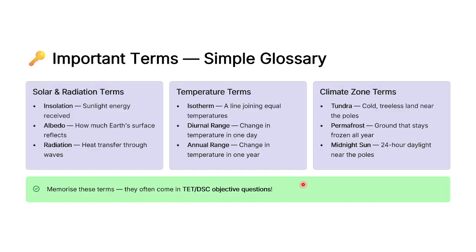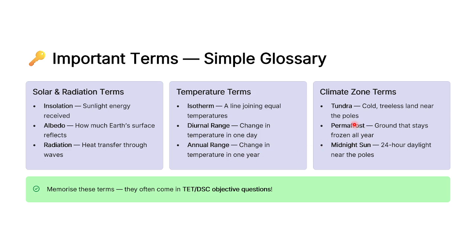So important terms you have to remember. Solar radiation terms: insolation means sunlight energy received, whereas albedo is how much Earth's surface reflects radiation, and heat transfer through waves. So temperature terms: isotherm, a line joining equal temperatures, that is called isotherm. Then diurnal range, the change in temperature every day, is called diurnal range. Then annual range, changes in temperature in 1 year.